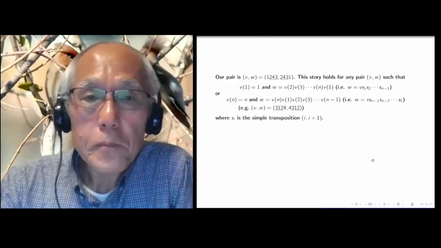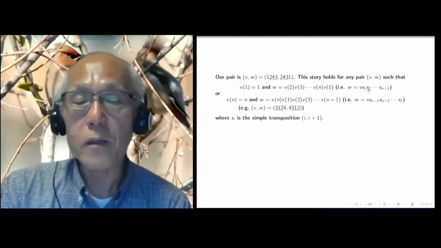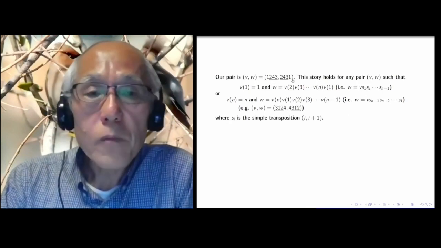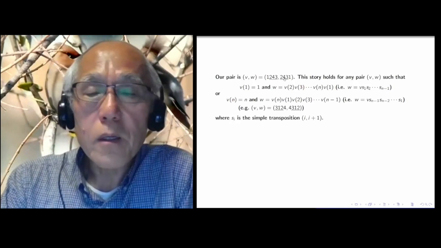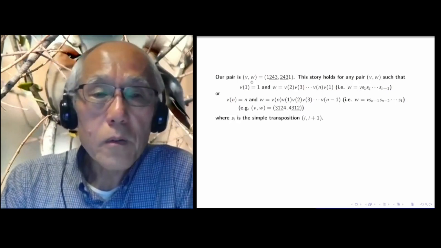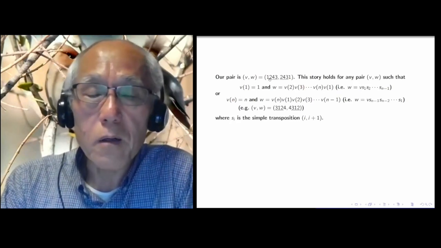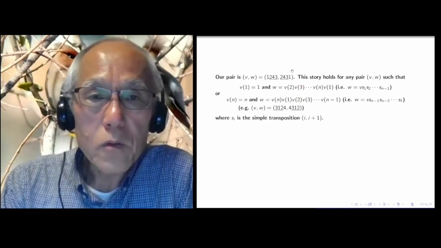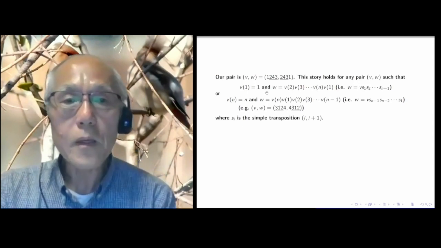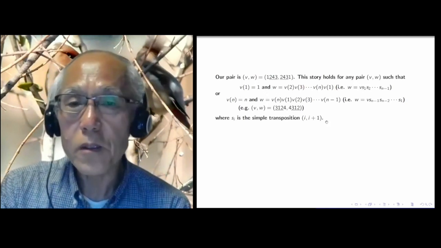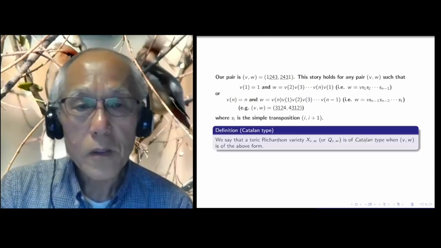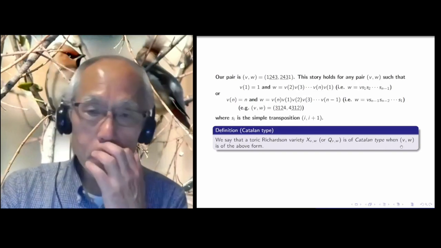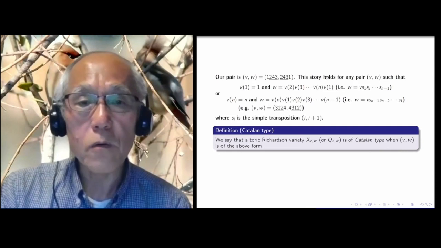So, okay. And this story holds for any pair satisfying these conditions. So our permutation was this one, 1, 2, 4, 3, and 2, 3, 2, 4, 3, 1. And this pair of permutations is very special. So W is just, I moved the 1 to the end. For such a pair of permutations, we can do the same thing. So we say that the toric Richardson variety is of Catalan type when the pair V, W is of the above form.